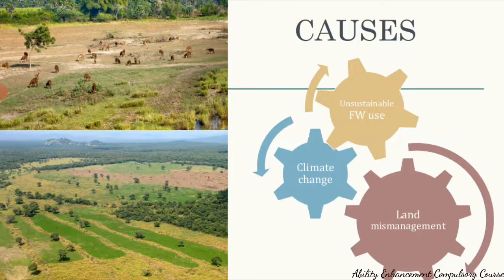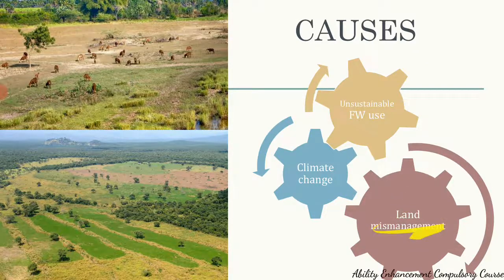The causes of this desertification are mainly climate change, land mismanagement, and unsustainable freshwater use. Let us look at each of these causes in detail. Climate change involves mainly global warming. Global warming is, like the term says, a global issue. And global warming has led to a decline in rainfall and changes in the precipitation patterns. This is one of the major reasons for desertification to occur.